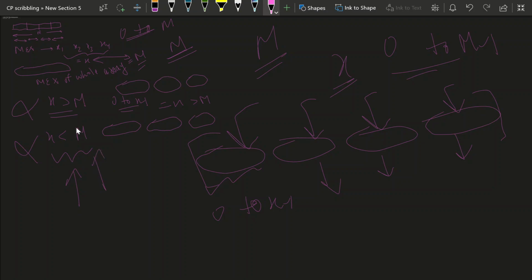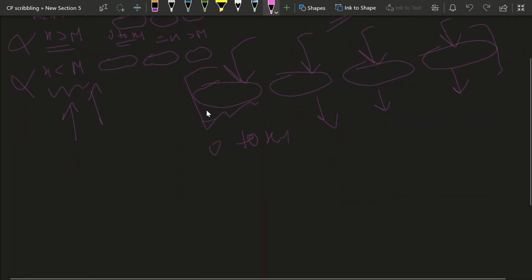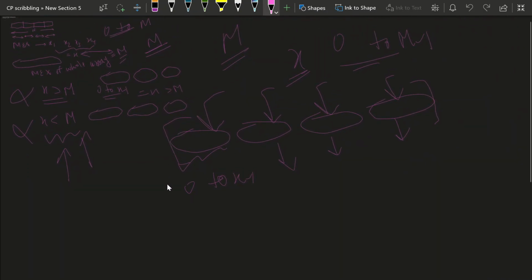X is less than m, and as I told you, x cannot be greater than m because we know that m is the smallest value that is not present in the array. In order to have x greater than m as the MEX of the segments that you divide the array into, obviously m should be present, right? Then only will you get an MEX higher than m, right? And m is not present in the array because m is the MEX of the array, right? So now what we know is that whenever we divide our array into segments, the MEX of all of them should be equal to m. And what is m? M is the MEX of this whole array, right?